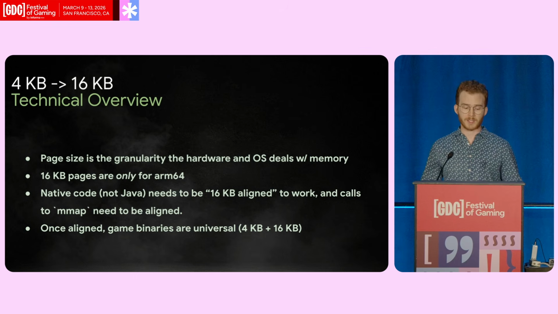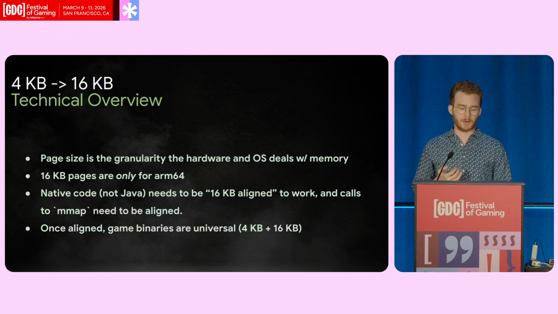So one thing to note here, 16 KB pages is only for ARM64 hardware, which is really common on Android. And Java code will just work out of the box on 16 KB pages, but native code needs to be 16 KB aligned. And this is a compiler option in most cases. And additionally, there are sometimes some runtime behavior things. So if you're doing low-level programming, maybe in a game engine, and you're using mmap, addresses there also need to be aligned, but this is much simpler than, say, the 32 to 64-bit migration.